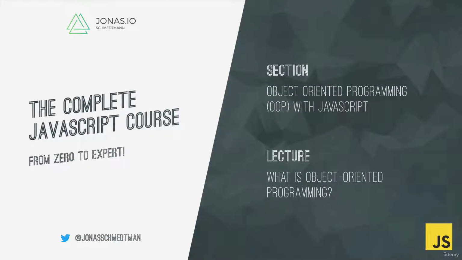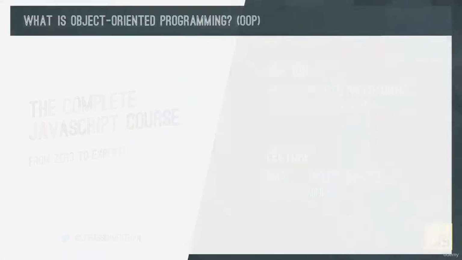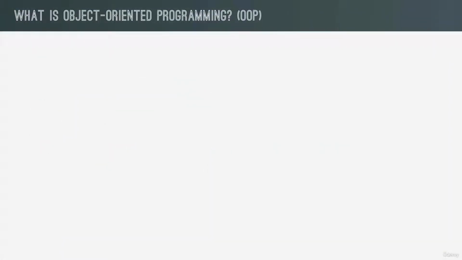So this section is about object-oriented programming, and this lecture is going to be a very general, high-level overview of this programming paradigm. So we're going to talk about what object-oriented programming is, how it works in general, and about its 4 fundamental principles. So this is going to be a really important and valuable lecture, and so let's get started.